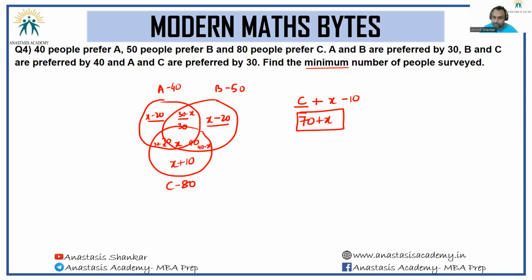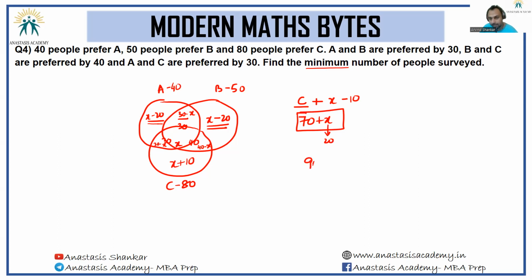Additionally, each of these regions represents a count of people, and a count of people can only be a whole number. So can you see the minimum possible value that X can take? The minimum possible value that X can take has to be 20. The worst case scenario would be that people who prefer only A should be 0, or people who prefer only B should be 0. So X has to at least be 20. So the min value of X is 20.